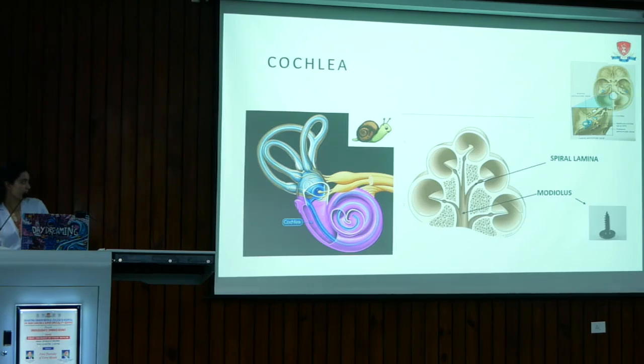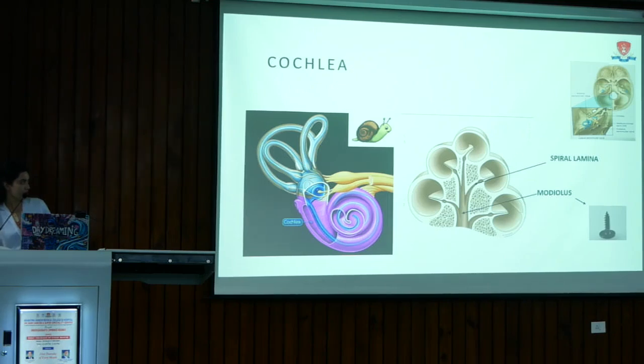Its apex is directed laterally towards the medial wall of the tympanic cavity, while the base of the cochlea is directed towards the bottom of the internal acoustic meatus. If we take the cross-section of a cochlea, we come across two structures, which are the modiolus and the cochlear canal. The structure of the modiolus is quite similar to that of a screw.